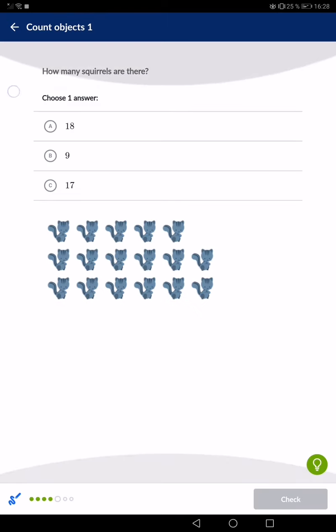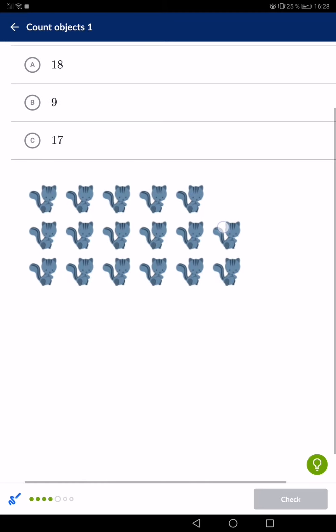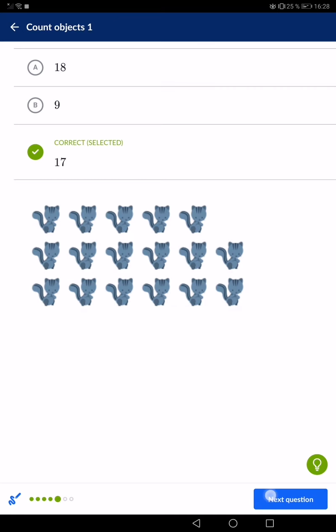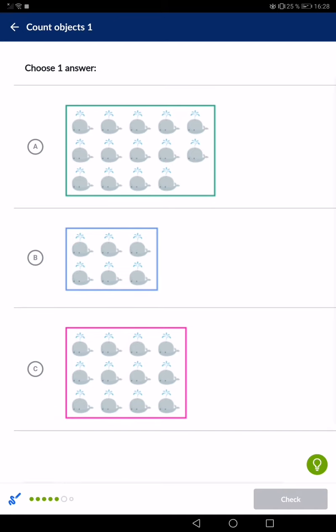How many squirrels are there? 18. I mean, this is unequal groups, right? Which means that it cannot be an even number. 18 is even. So at 9, no, because this would already, so it must be 17. I haven't even counted them out. Well, boom, I'm a genius.